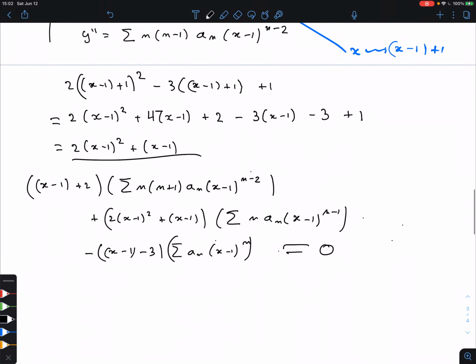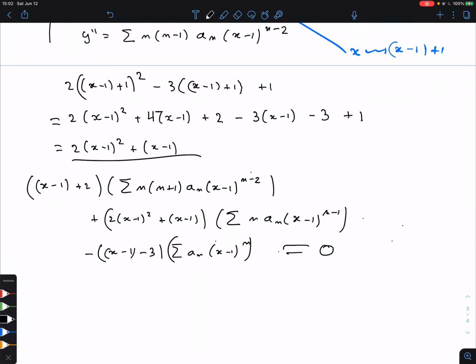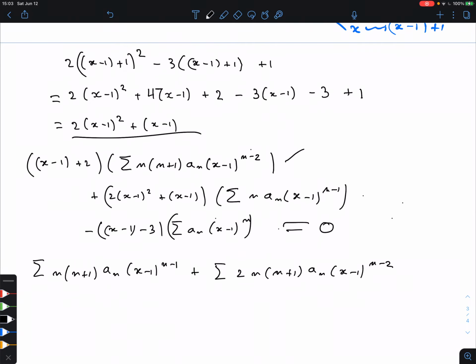So we expand again, and the expansion here is with the powers of x minus 1, right? So we get the summation of n plus 1, a_n, (x minus 1) to the power n minus 1, plus the summation of 2 (n plus 1) a_n (x minus 1) to the power n minus 2. If I'm writing this low on my board, then my hand is resting outside the screen and doesn't cause this wacky behavior.